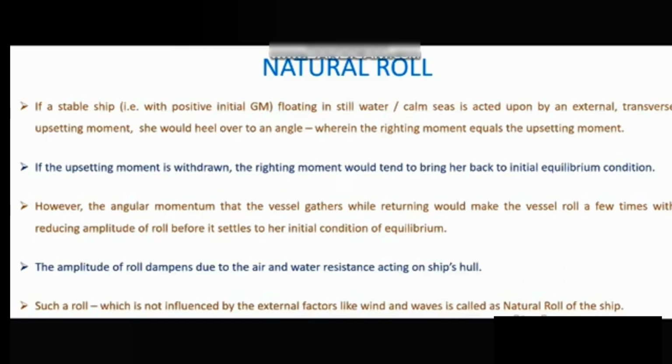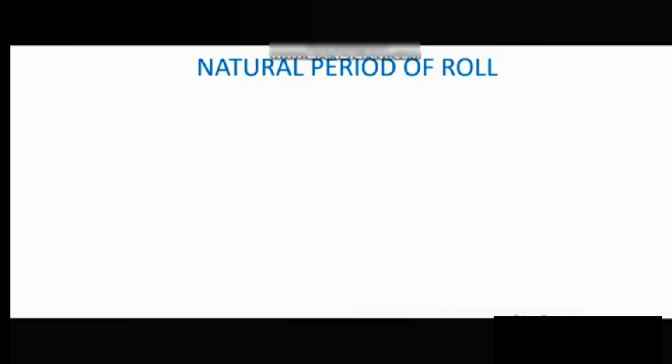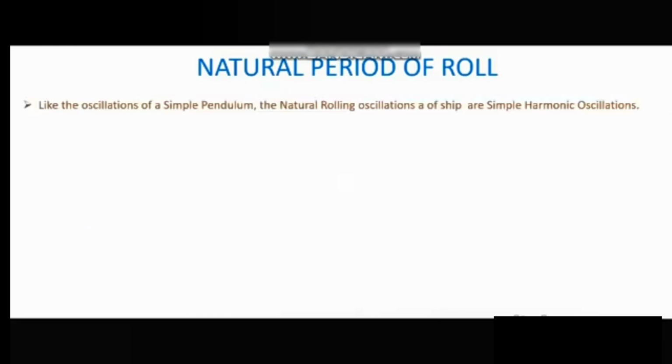If the ship is subject to roll based on its own inherent properties or stability criteria, not influenced by wind or wave, such rolling is called the natural rolling, and the period of such roll is called the natural period of roll. Is that clear, guys? Clear, sir. Now, this natural period of roll is whatever time the ship takes to complete one roll. We have just defined what one roll is.